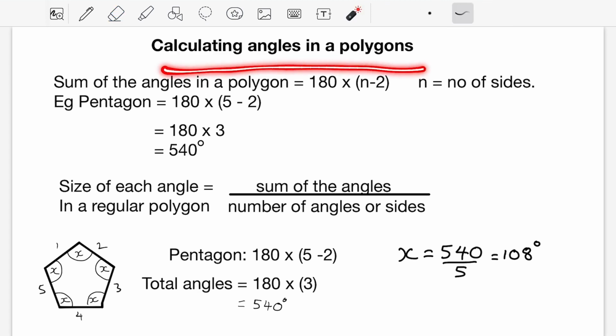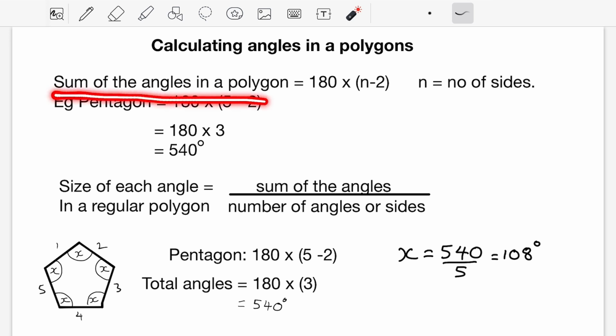Calculating angles in a polygon. So here we have a formula that we can use. The sum of the angles in a polygon is equal to 180 multiplied by the number of sides minus 2. Example, a pentagon. We should know that a pentagon has 5 sides. So whether it be regular or irregular, this formula would work.